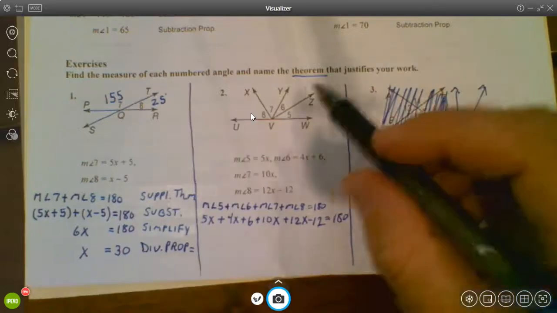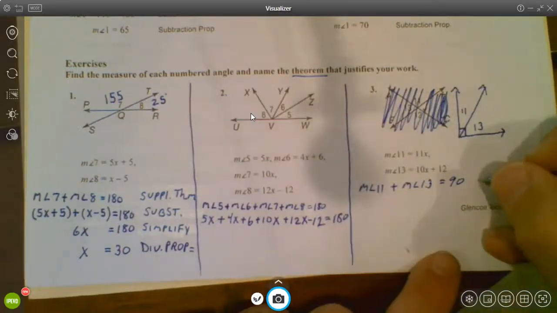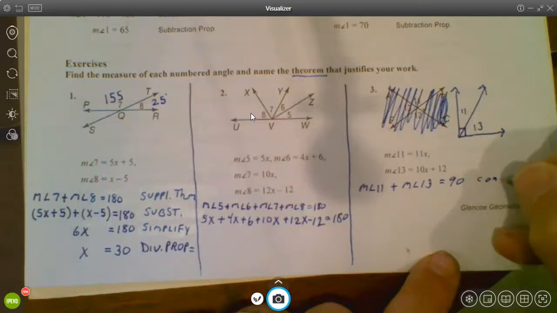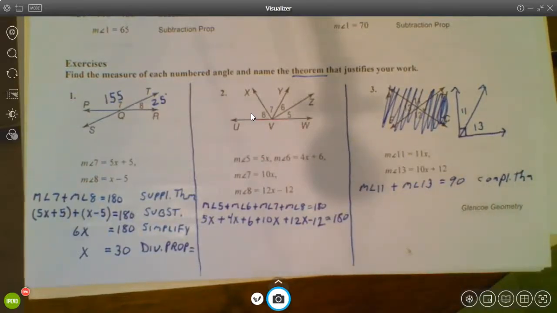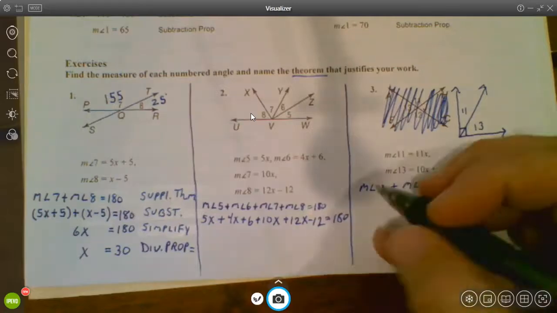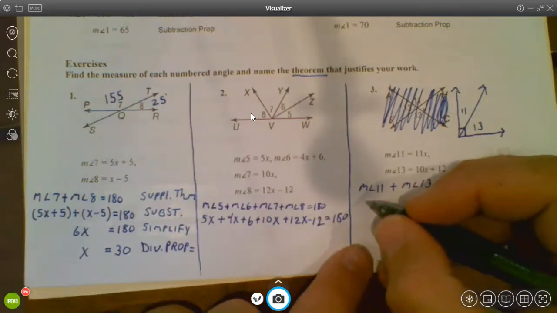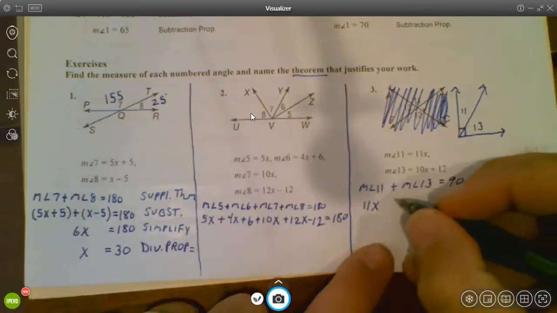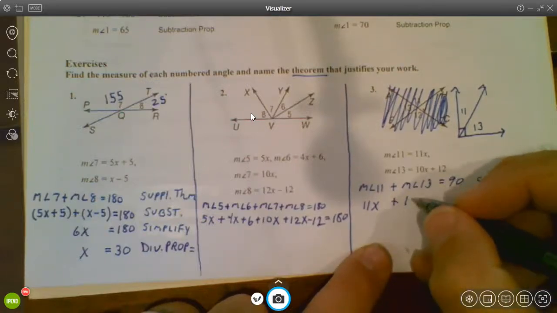Right? And the theorem that would justify that is our complements theorem. So again, you need to write that kind of thing when the directions tell you to. And then the rest is going to play out just like the previous two. We're going to sub in the information. So 11 is going to be replaced with 11x. 13 is being replaced with 10x plus 12.